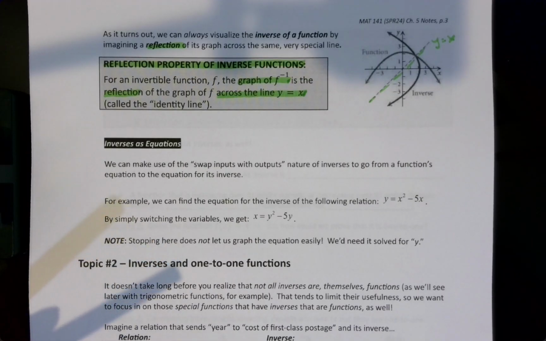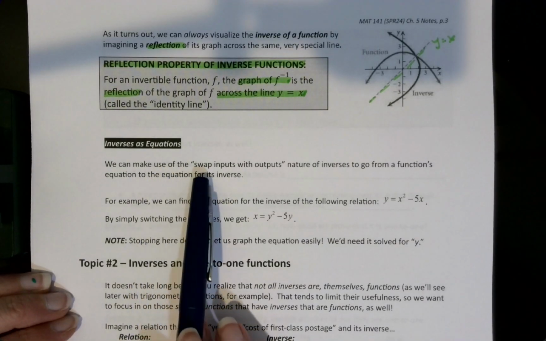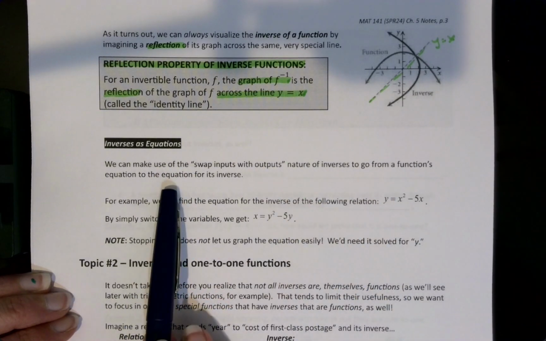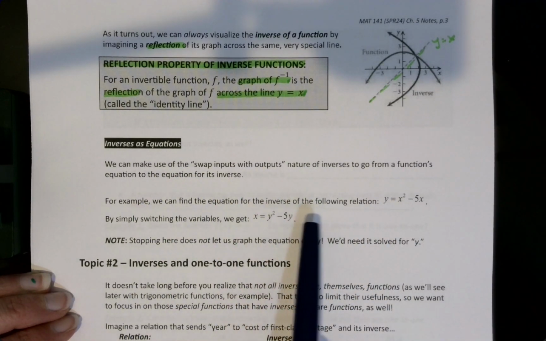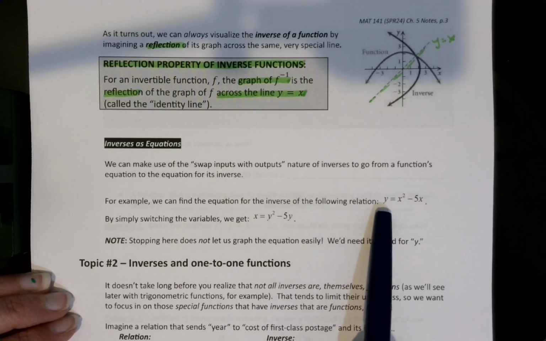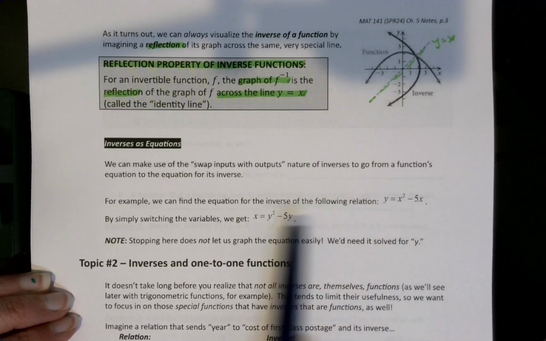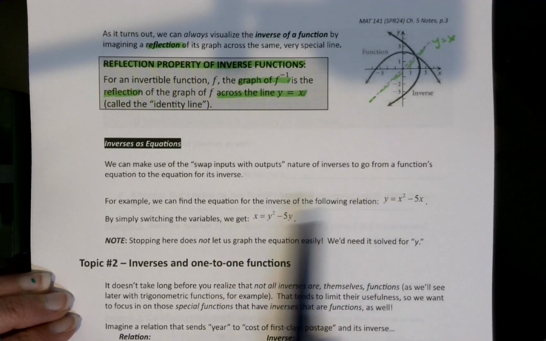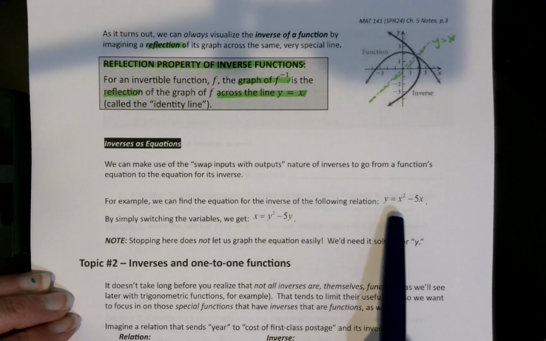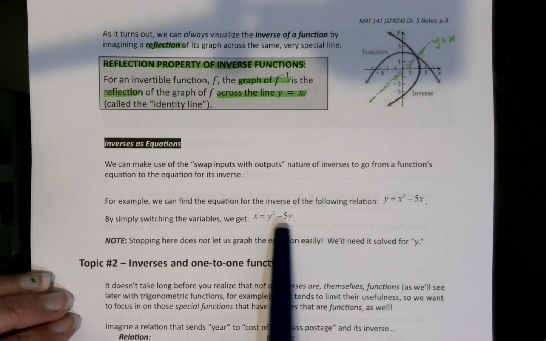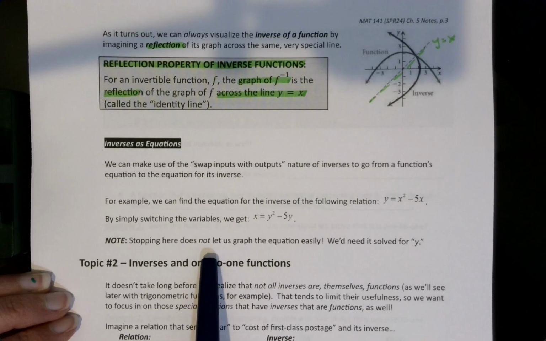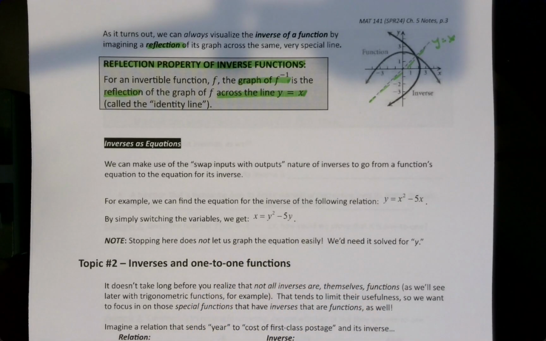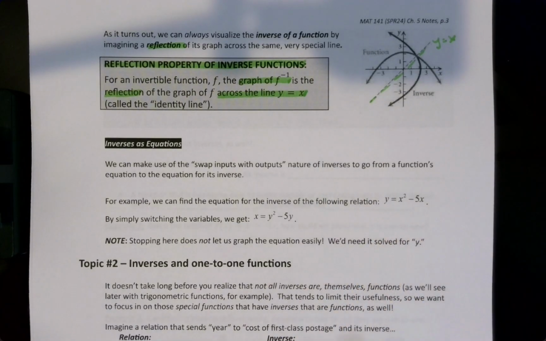Equations of inverses. We can make use of the swap inputs and outputs nature to go from a function's equation to the equation of the inverse. For example, we could take the equation y equals x squared minus 5x and switch the variables to make it x equals y squared minus 5y, replacing y with x and x with y. Note here that swapping does not let us express this as a function easily, and we would need to solve for y in order to express this as a function.